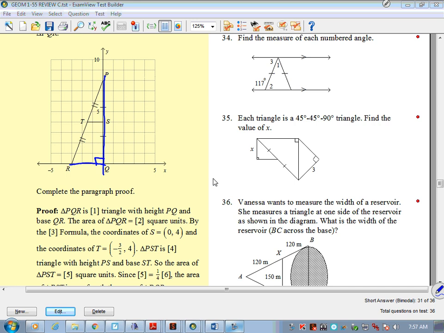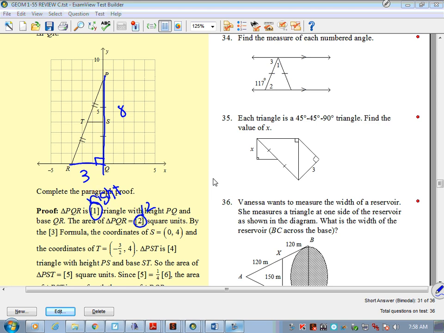The area of triangle PQR. Well, if it has a base of 3 and a height, P goes up 1, 2, 3, 4, 5, 6, goes up to 8. So what we're getting there is 3 times 8, which is 24. 24 divided by 2, because base times height divided by 2, is going to be 12. So 12 is going to be my answer right here. So we got a right triangle area of 12 units.